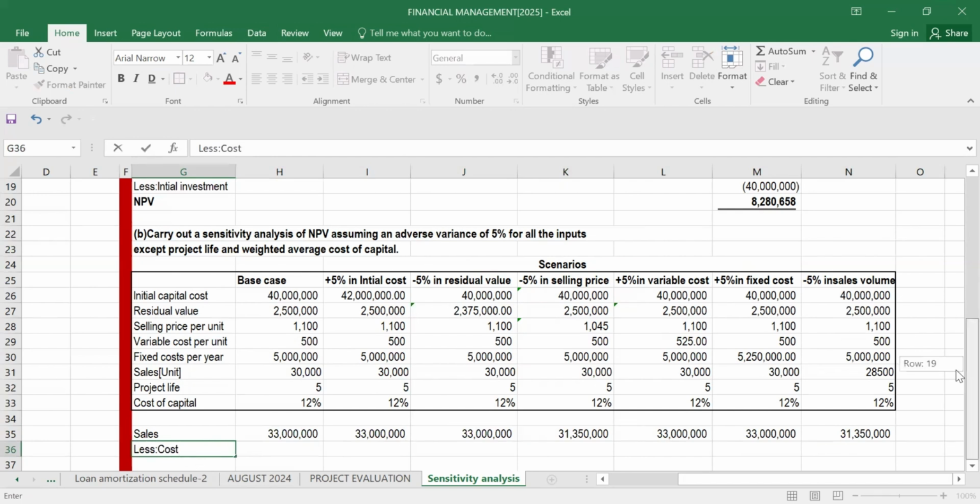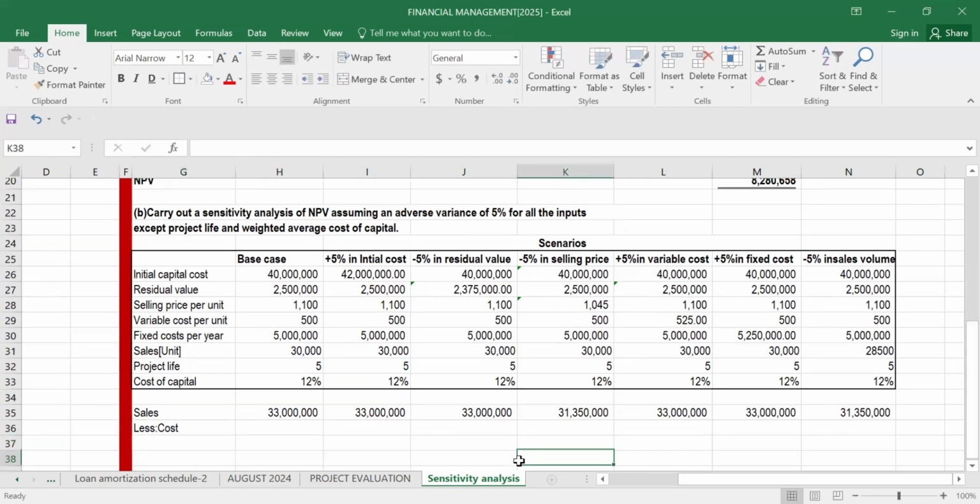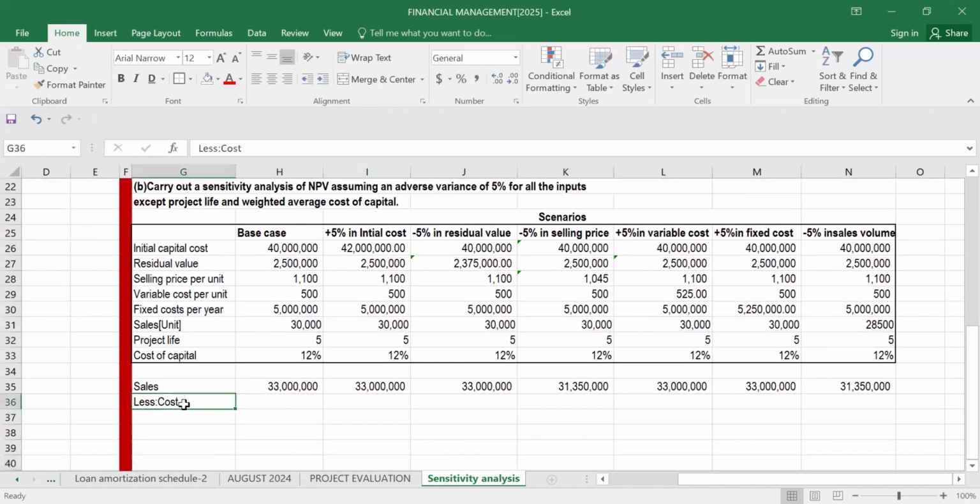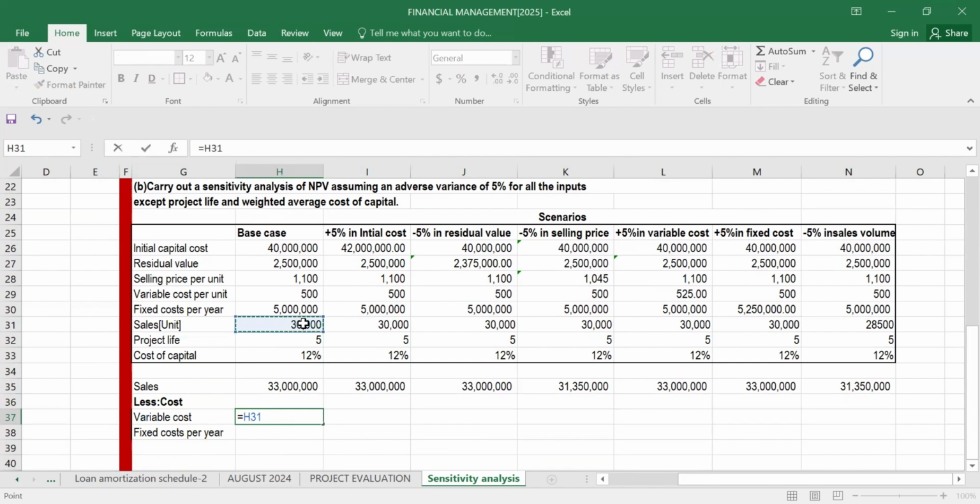The cost here will comprise the variable cost and the fixed costs. We can start with the variable cost, and then we also have the fixed cost. The variable cost will be equal to the units to be sold times the variable cost per unit. Then we apply our formula across.